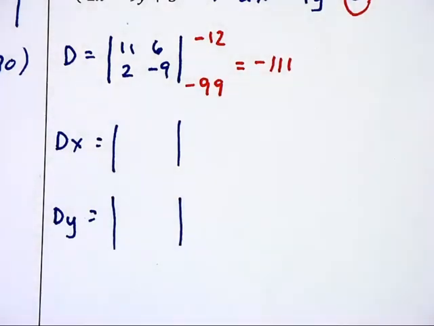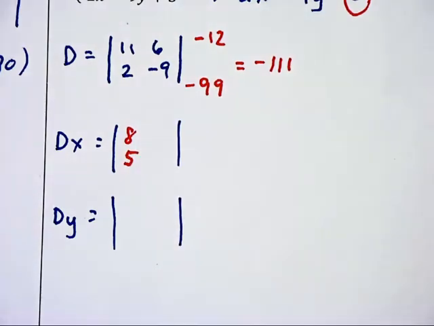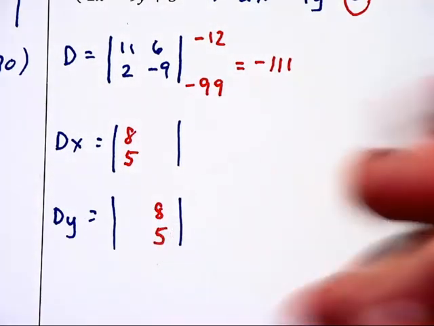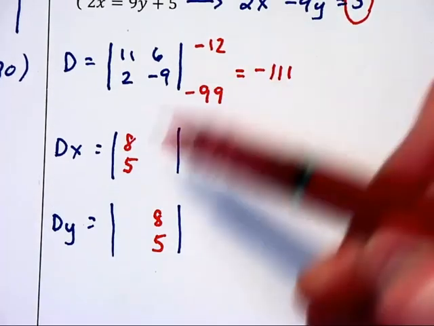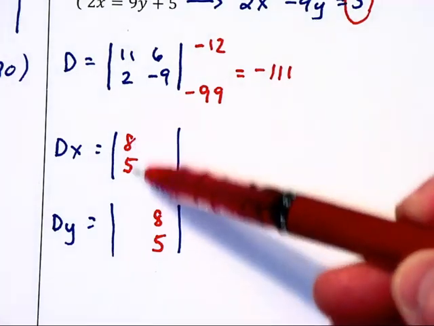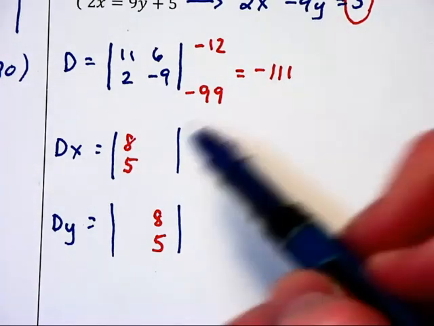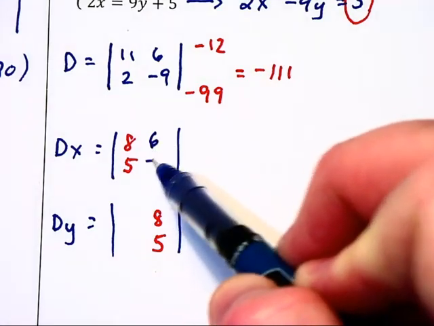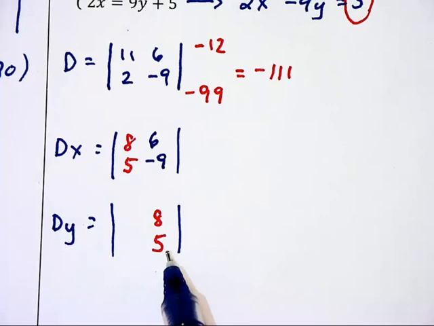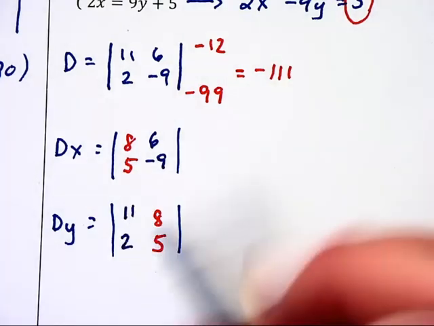For dx, we will put the 8 and the 5 in the first column, and for dy, we will put the 8 and the 5 in the second column. It's kind of like we have an x column and a y column anyways. For dx, we've got the first column. We need the second column, which will be the original y coefficients of 6 and negative 9. And for dy, we've got our y column filled in. We need the original coefficients of x, which are 11 and 2.